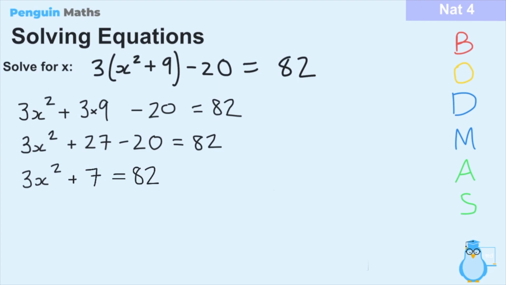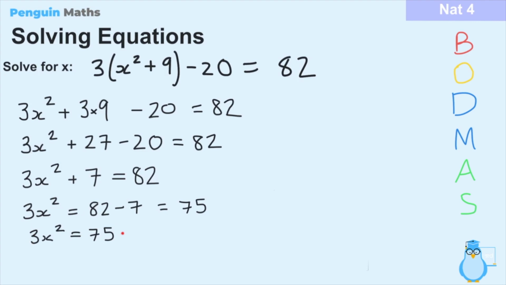And now again we want to go ahead and solve the equation by bringing all the numbers over to the right hand side. So what we can then say is 3x squared is equal to 82 minus 7, because what we've done is we've taken this 7 over to the right hand side and it's become minus 7, and 82 minus 7 gives us 75.